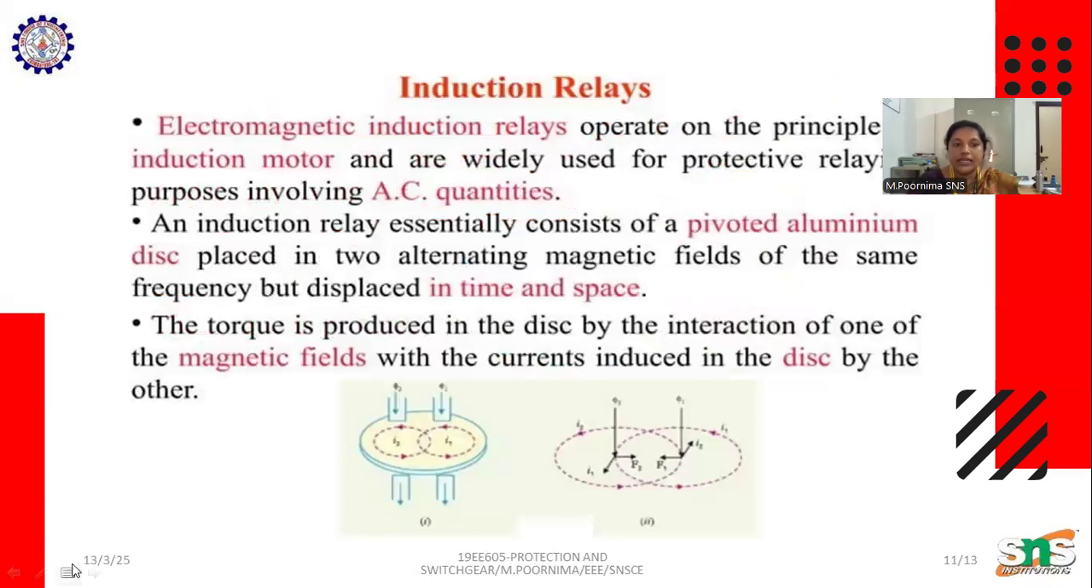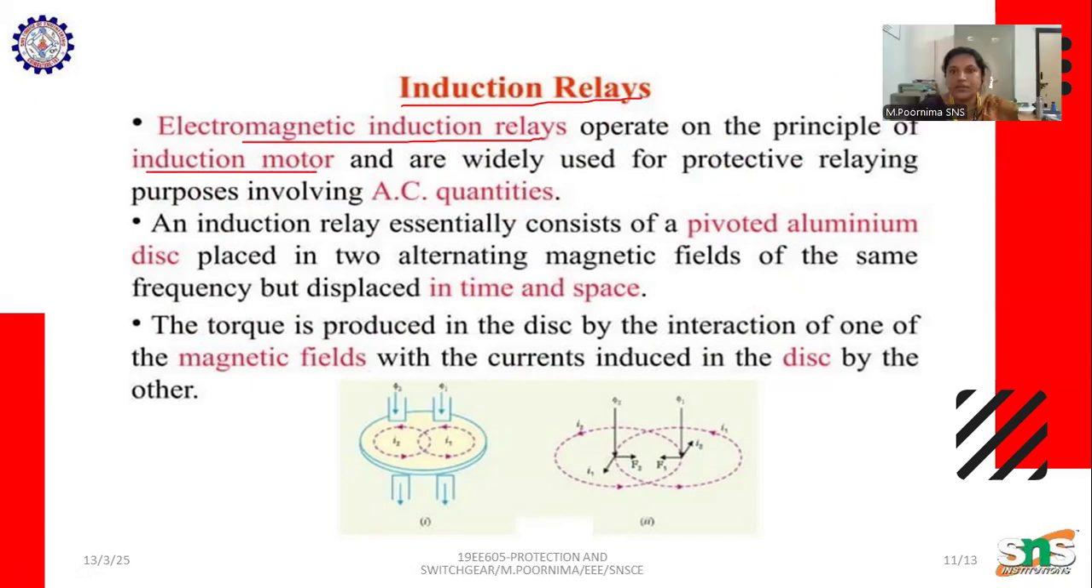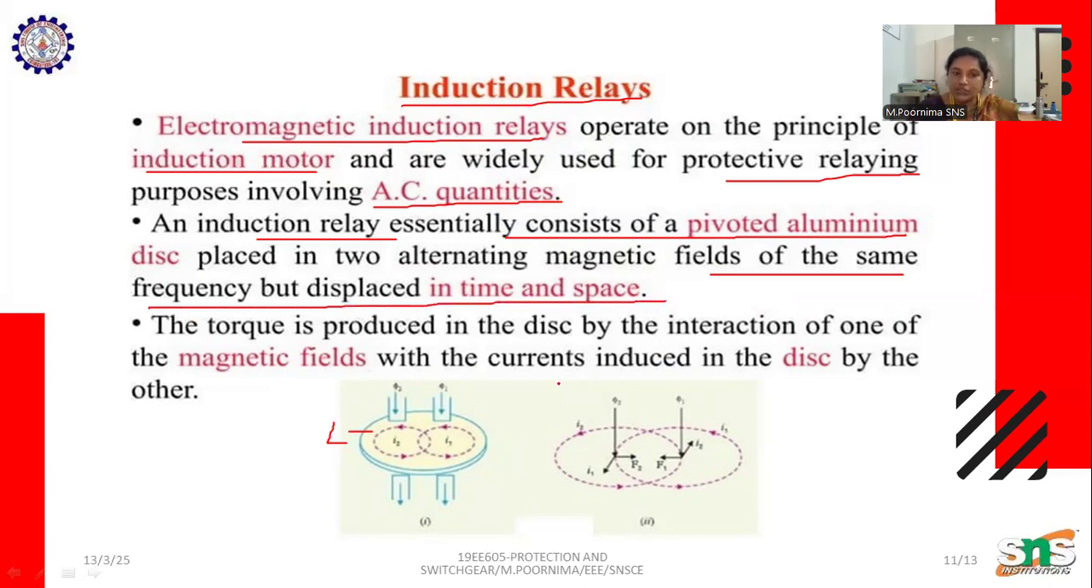Next one is the induction type relay. What is an induction relay? An electromagnetic induction relay operates on the principle of the induction motor and is widely used for protective relay purposes involving AC quantities. An induction relay essentially consists of a pivoted aluminum disc placed in alternating magnetic fields of the same frequency but displaced in time and space. The torque is produced in the disc by the interaction of one magnetic field with the current induced in the disc by the other.